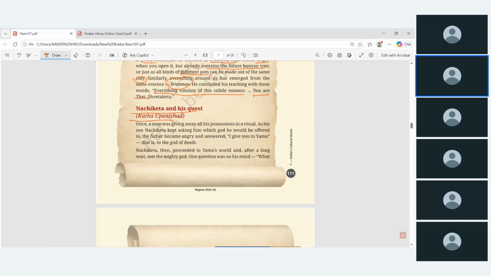Okay, so நச்சிகேத் he will proceed, இருக்கிறதுலயே பெஸ்ட் ஒன் வந்து அவருடைய மகன் நான் தான். அதனால நான் பையன் என்ன கேட்பான், என்ன யாருக்கு தானம் கொடுக்க போறான்னு திருப்பி கேட்பான், இரிட்டேட் பண்ற மாதிரி. Okay, this is what, once a man was giving away all his possessions in the ritual, as his son Nachiketa kept asking him which god he would be offered.